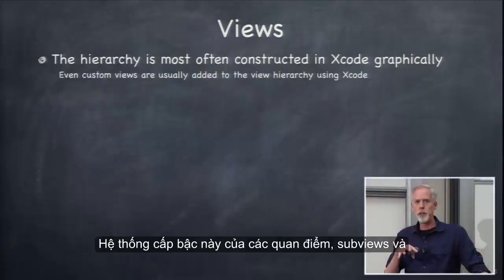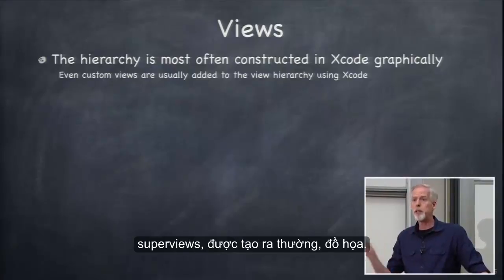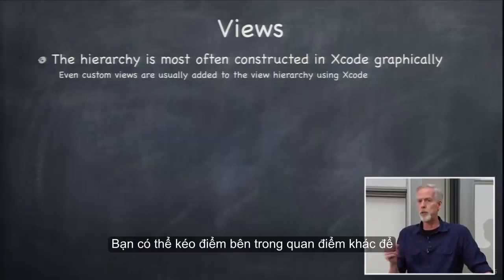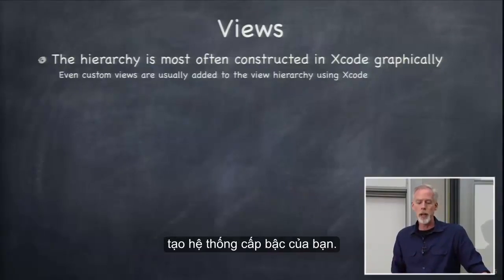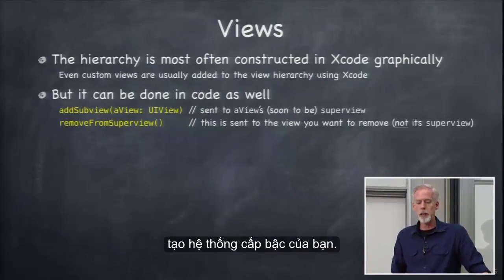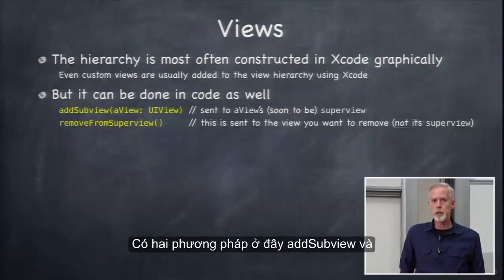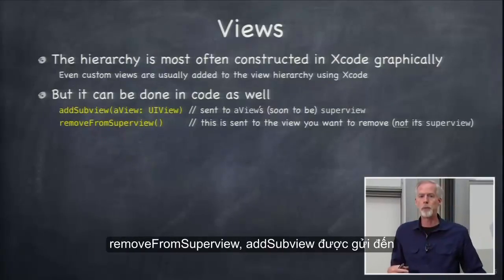This hierarchy of views, subviews and superviews, is created usually graphically. You drag things out in your storyboard, and you can drag views inside other views to create your hierarchy. But you can do it in code as well. It's pretty rare to do it in code, but you can. There's two methods here, add subview and remove from superview.